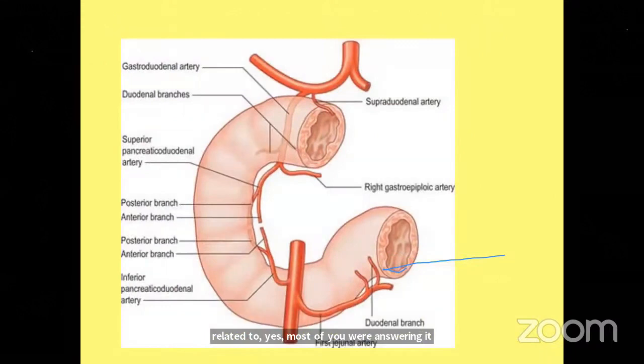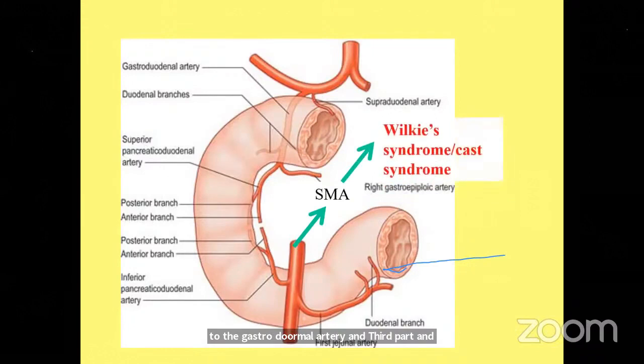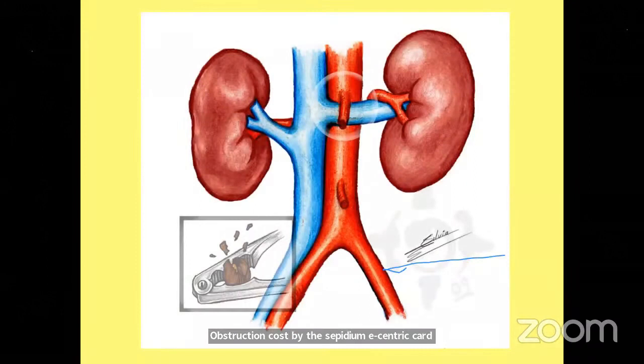We have already seen this figure before. The first part, posteriorly, is related to the gastroduodenal artery, and the third part, anteriorly, is related to the superior mesenteric artery. And the syndrome is known as Wilkie syndrome or cast syndrome. Obstruction caused by the superior mesenteric artery aneurysm for the third part of duodenum.